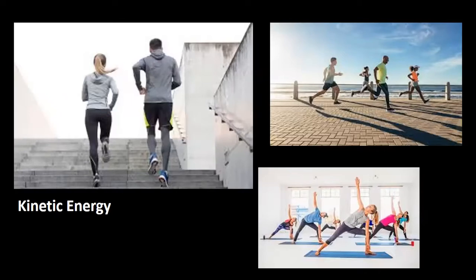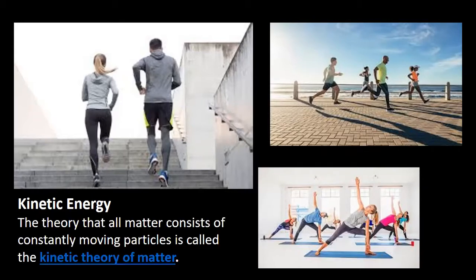Scientists think that the particles of all matter are in constant motion. In other words, the particles of matter have kinetic energy. The theory that all matter consists of constantly moving particles is called the kinetic theory of matter. So the differences in kinetic energy explain why matter exists in different states. Particles are attracted to each other, so they tend to pull together.